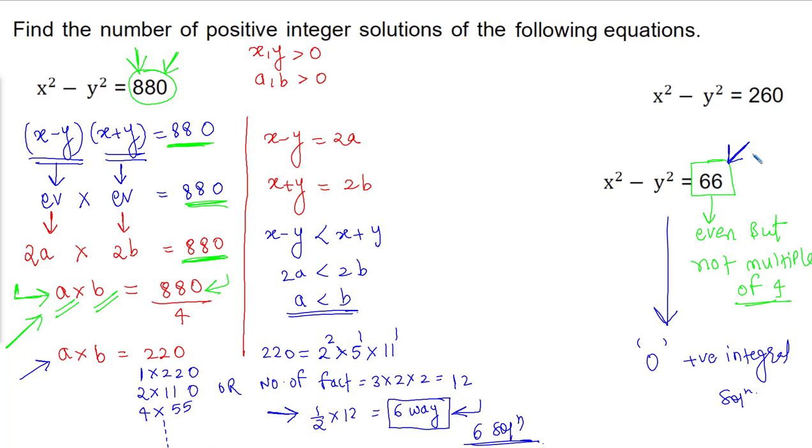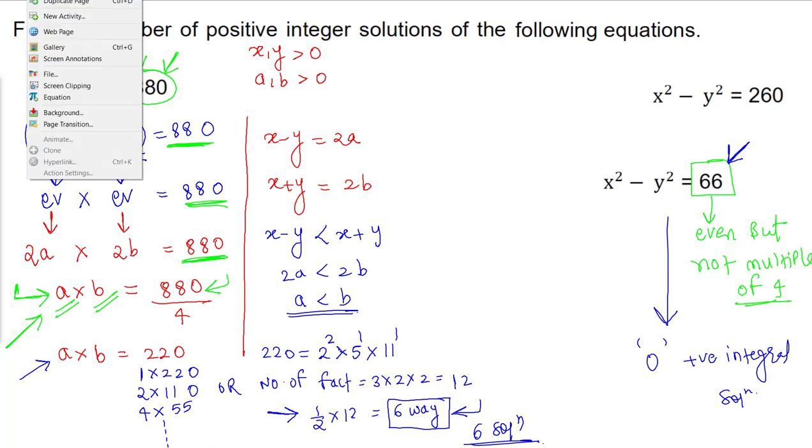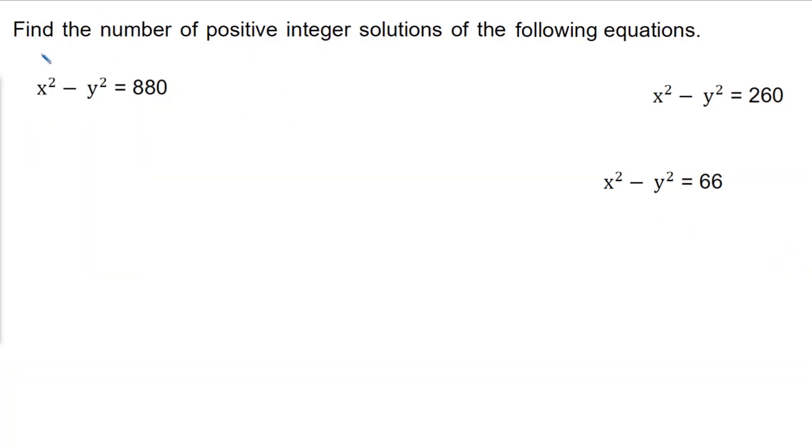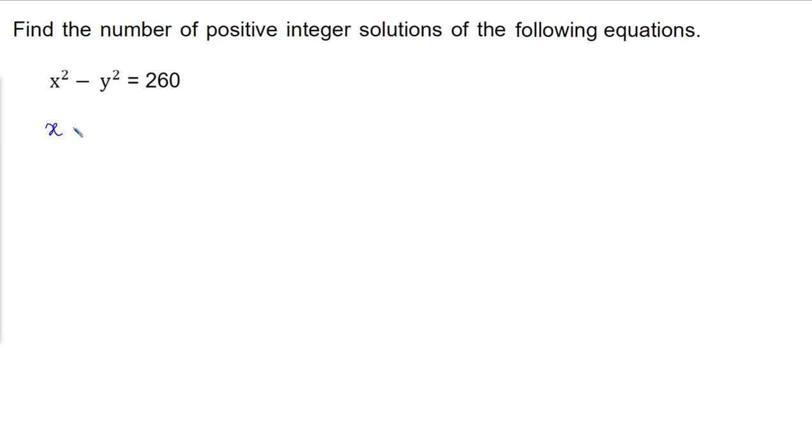Now let's do one more. x square minus y square is equal to 260. I hope everyone understood this, so we will be able to do this quickly. Now look here, the question is x square minus y square is equal to 260. The first step is what? (x minus y) into (x plus y) is equal to 260.